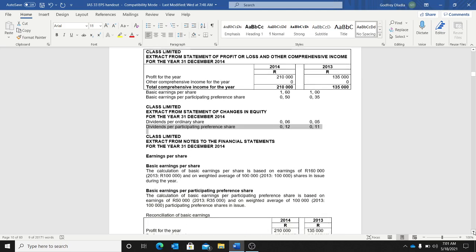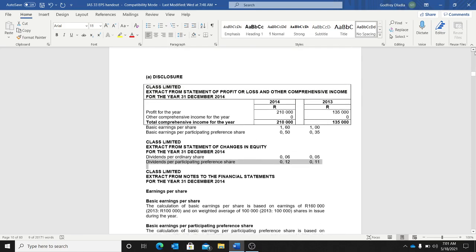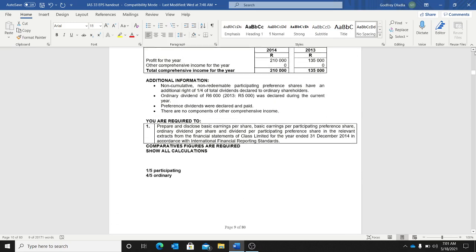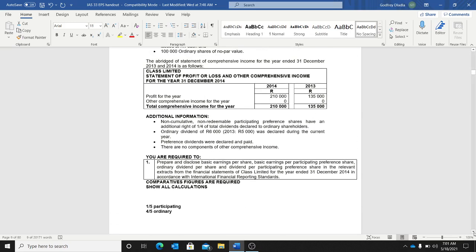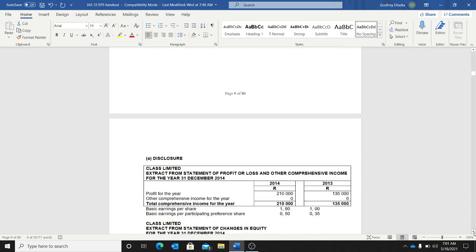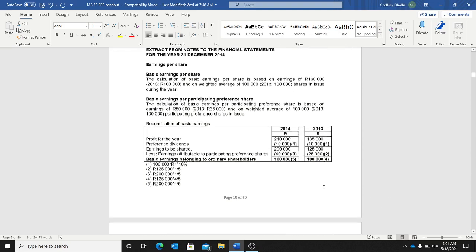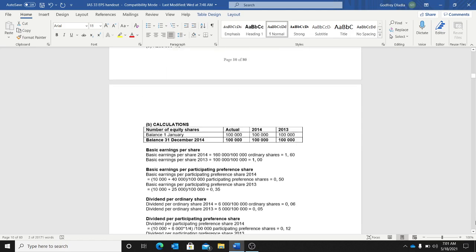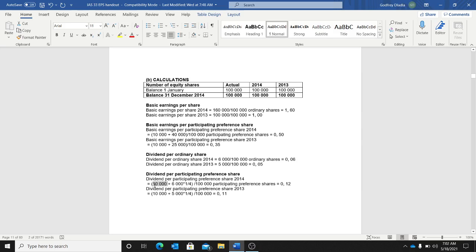So these participating preference shares, you just need to know that these guys, they get paid twice. The amount that is due to them plus a portion like this one here. So they get paid twice. They get this amount and that fixed dividend, right? Even under dividends, they get their 10 plus a quarter of what is due to ordinary shareholders. So that is their share in relation to this item. Thank you.